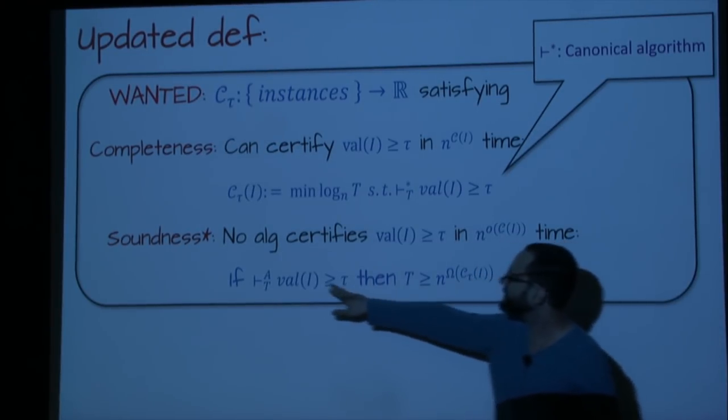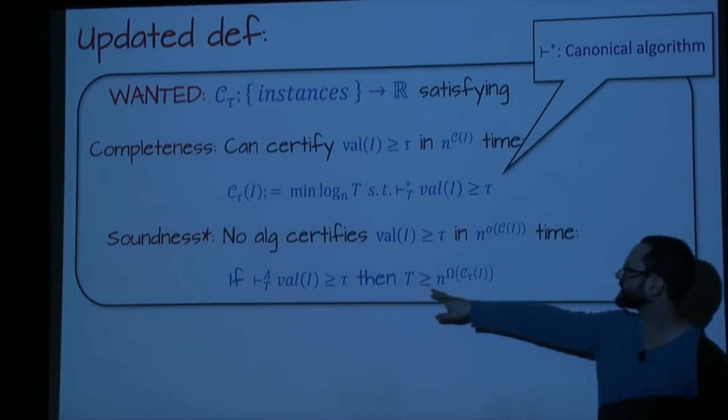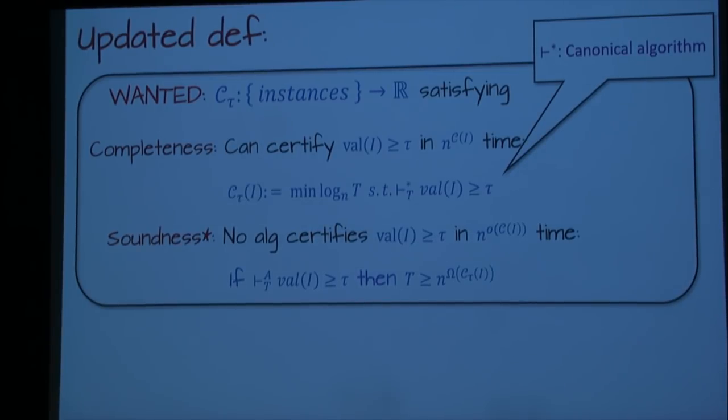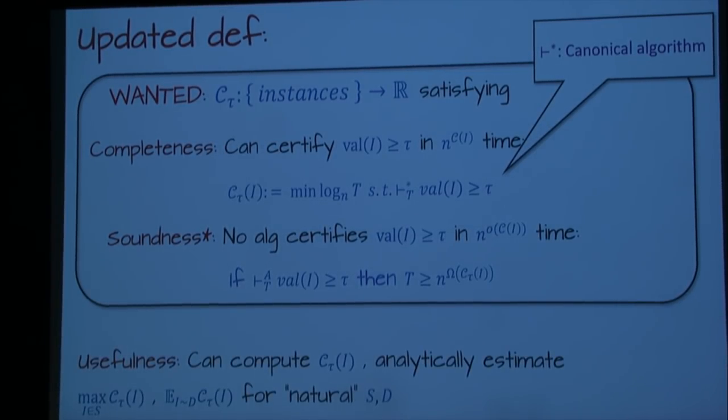And so you can formally say you would like something like that: if the algorithm certifies that the value is at least tau, then the time must be at least n to the omega, at worst polynomially slower than this thing. And again, we still would like it to be a useful definition. And there is a way to define this, but I don't like it because of the usefulness.